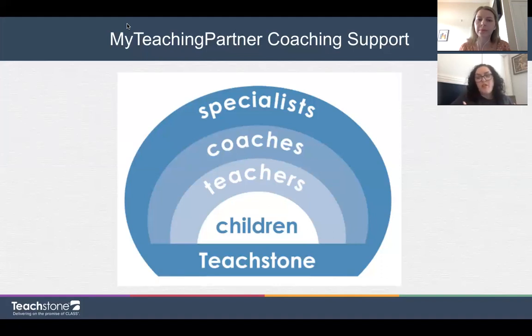And this is what we call the parallel process, meaning that we want to make sure that what we're expecting, because it's effective or because it leads to effective student outcomes, is also what we're modeling because we know it leads to effective teacher and coach outcomes. So let's dig into some of those particulars of our parallel process and how we provide support.